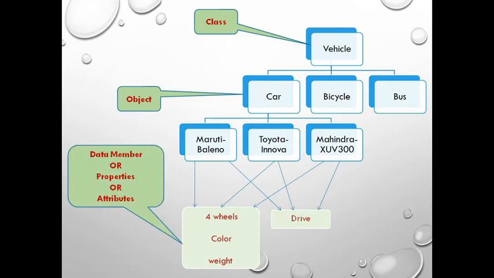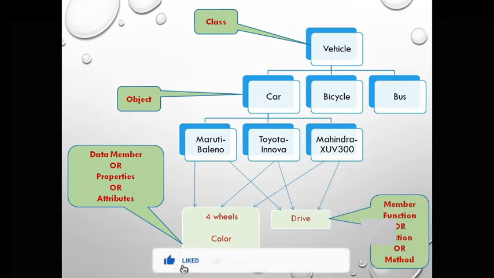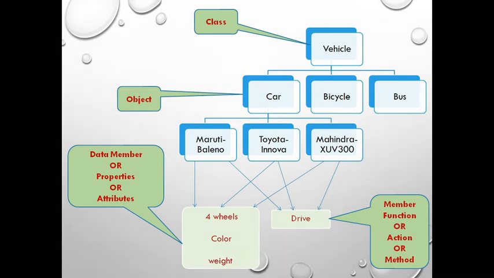Here, wheels, color, weight, these all are known as data members or properties or attributes of an object. And drive is known as a member function or action, or we can say method. Data members are the data variables and member functions are the functions used to manipulate these variables.